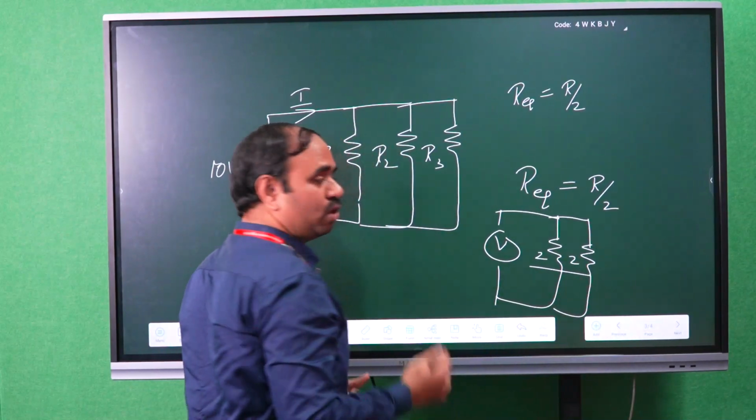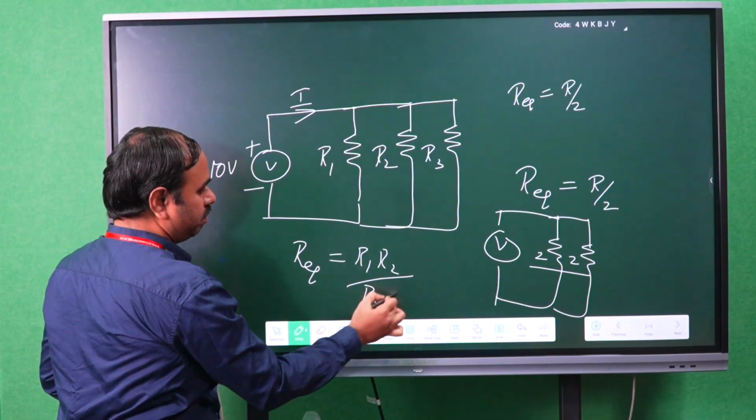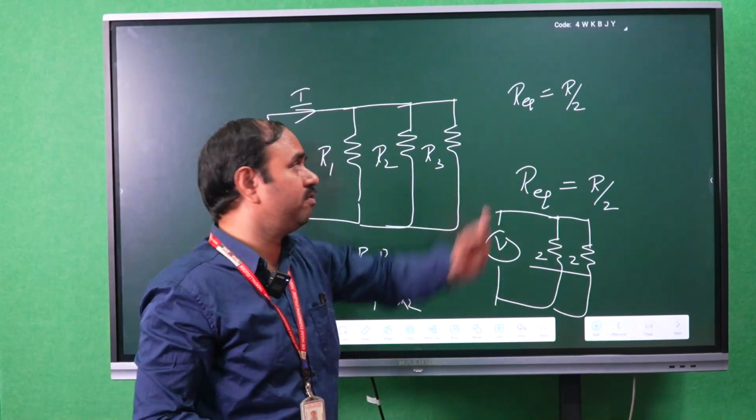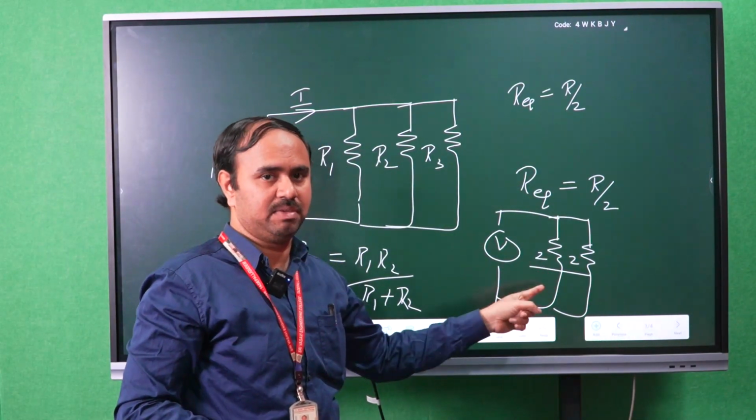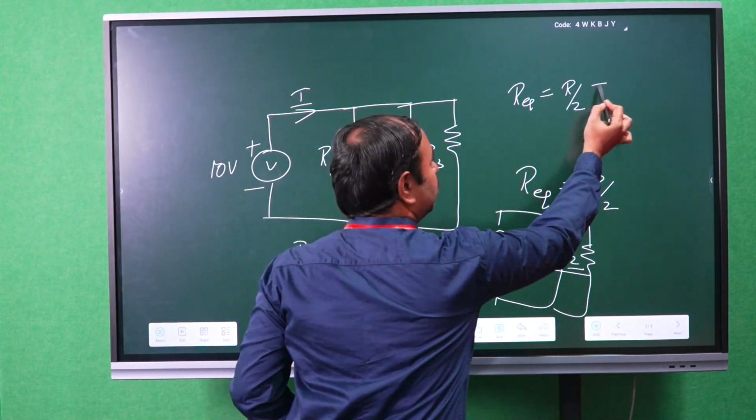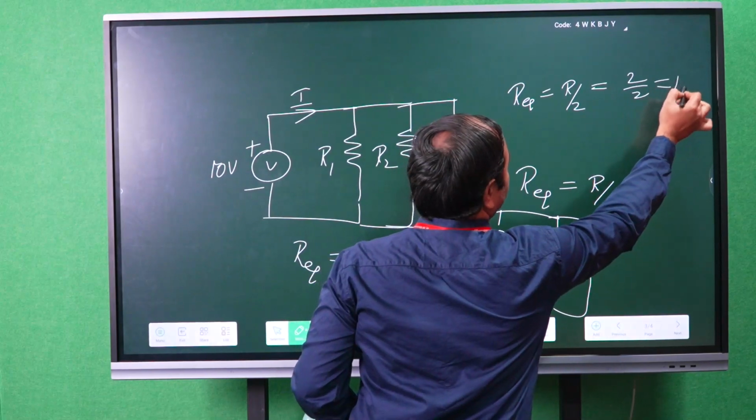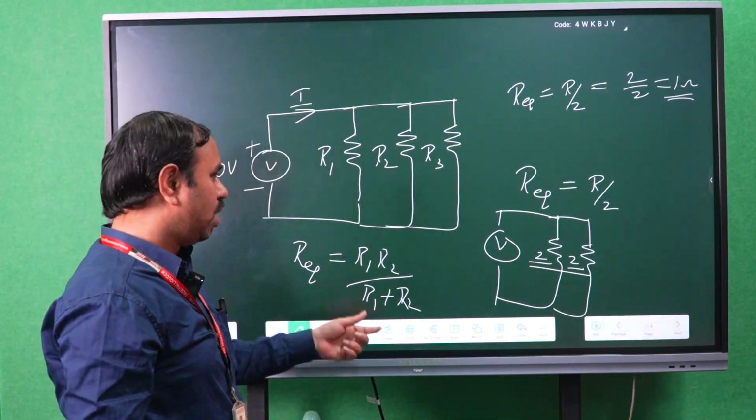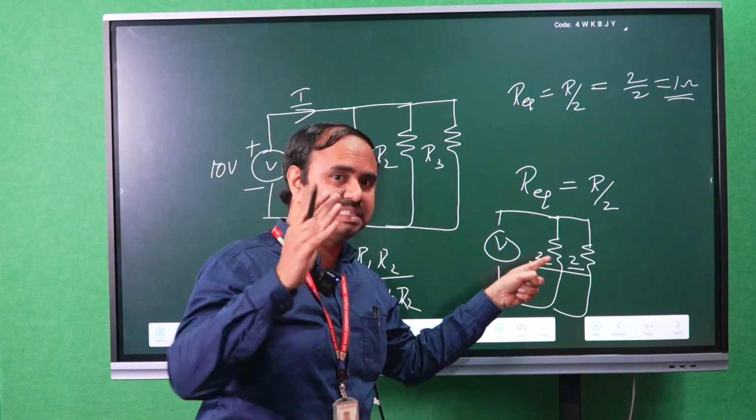So instead of calculating with the formula R1 R2 by R1 plus R2, by using this formula also you can calculate the value. But instead of using this formula, directly you can apply R equivalent is R by 2. If the parallel resistances have the same value, then you can apply this formula directly. So R by 2, that is 2 by 2, it is 1 ohm. So in this way we are able to solve the problem directly by applying this technique. But the parallel resistances must have the same value.